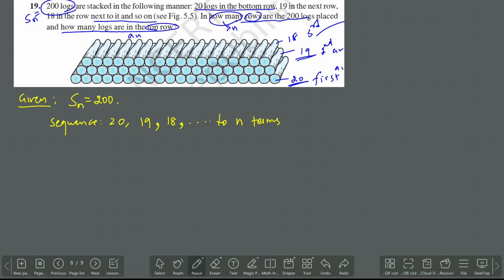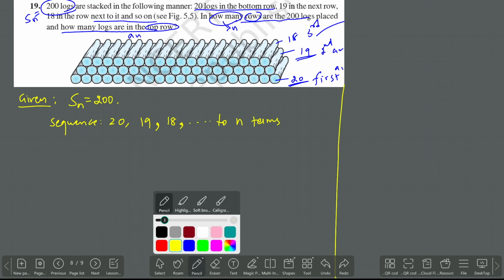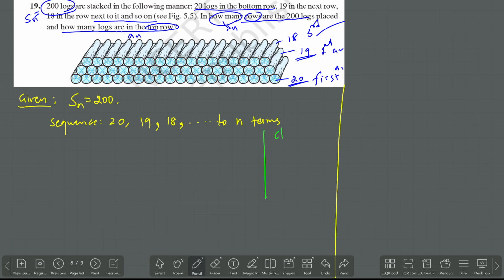This is the given at present. So we should check first whether it is an AP or not. So check. Here this is my A1, A2, AN.